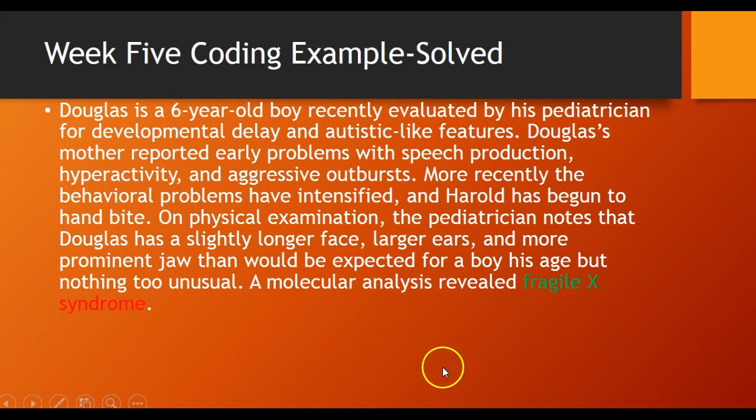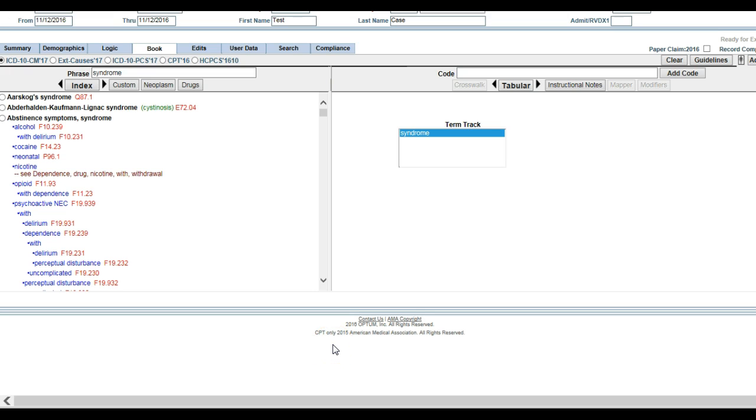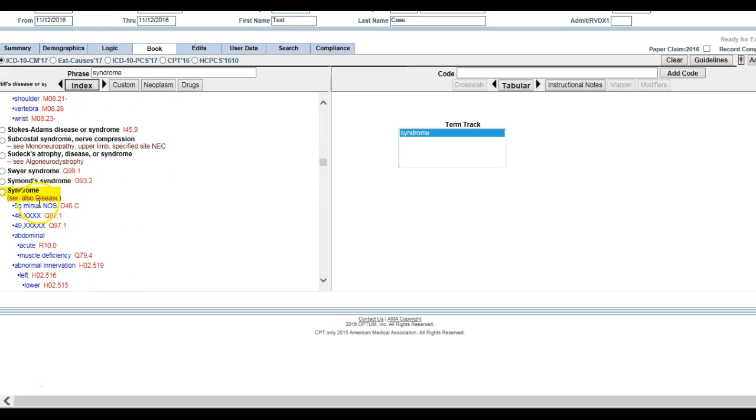So let's code this example, and we're going to see how easy this scenario is and how much of this information was irrelevant, and that you will continue to process your cases in the same manner because it's really simple. So here I have my electronic ICD-10 manual. This side over here represents my alphabetic index, and this side over here represents the tabular list. I start with my search phrase of syndrome, and I do an index search, or I just search for the word. I have various types of syndromes.